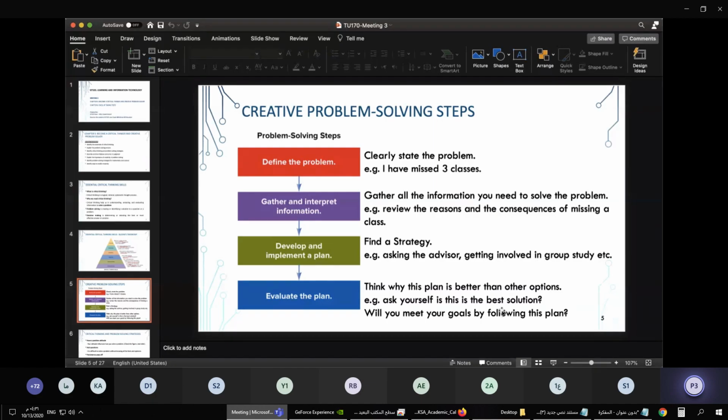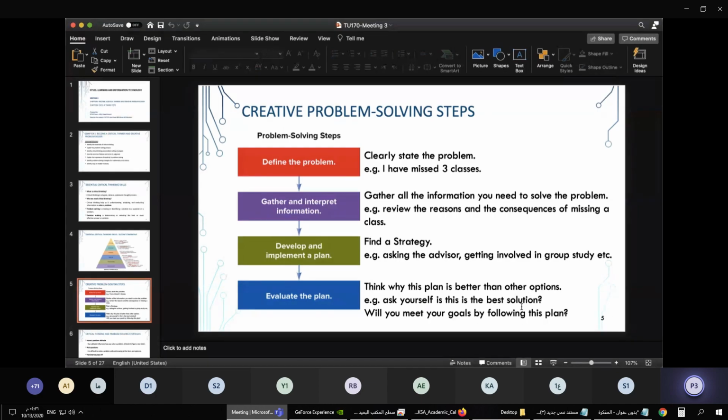After that, step 3, you develop and implement a plan, find a strategy, asking an advisor, getting involved in group study. From the information you gathered in the previous step, you can have a plan for that. Like the applying and analyzing step, in the previous hierarchy, applying and analyzing is in the third step. The final step is evaluating the plan, which in the Bloom's taxonomy hierarchy was evaluating and creating.